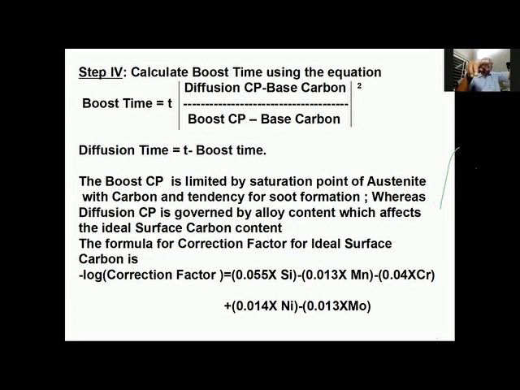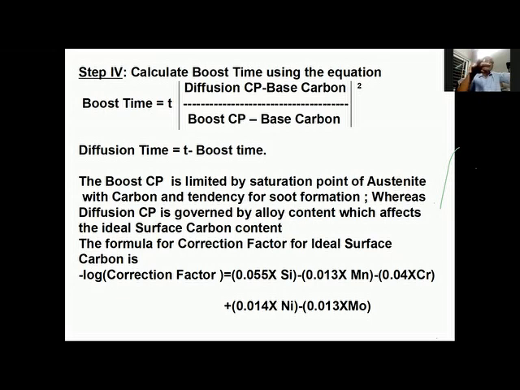And this is the point which has to be considered. Boost CP, how do we decide? That is based on the saturation point of austenite with carbon and tendency to form soot. Whereas diffusion CP is governed by the alloy content, which affects the ideal surface carbon required.